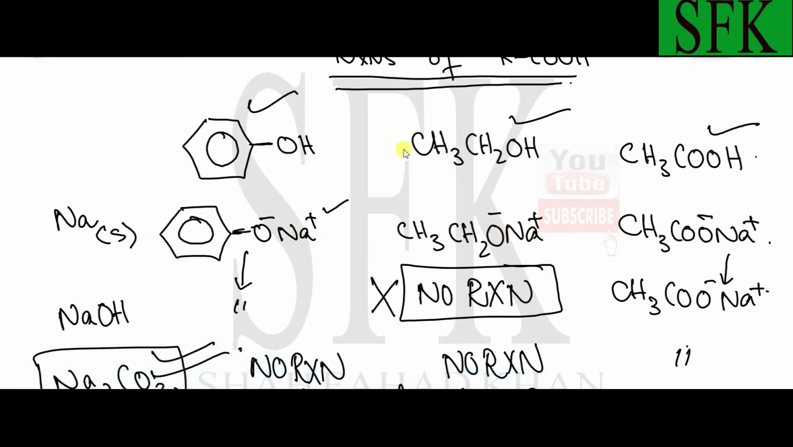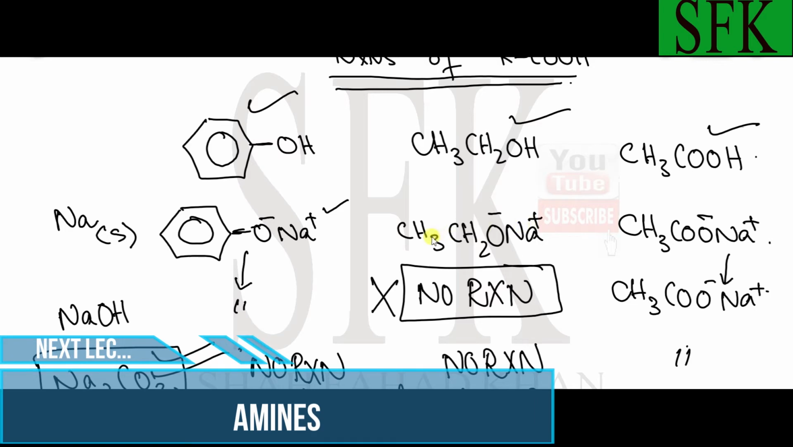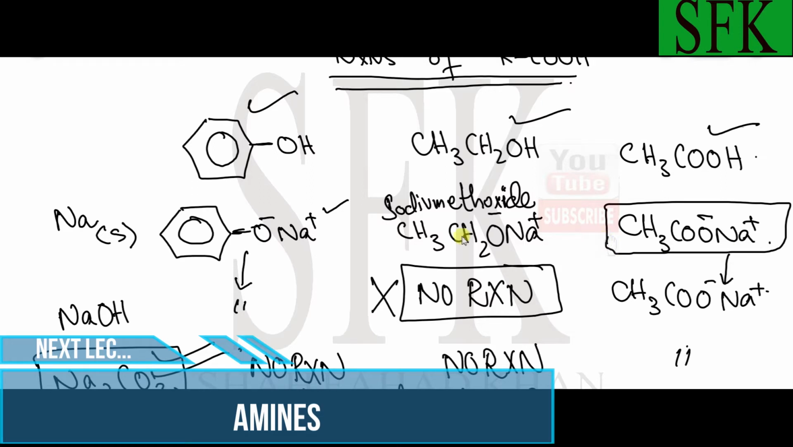Then with ethanol, the product that we have is sodium ethoxide. Okay, this is sodium ethoxide, not sodium ethanoate. People often confuse this with sodium ethanoate. Sodium ethanoate is the salt of ethanoic acid, not the salt of ethanol. Sodium ethoxide is a salt of ethanol. And then the third salt that we get is sodium ethanoate with ethanoic acid.